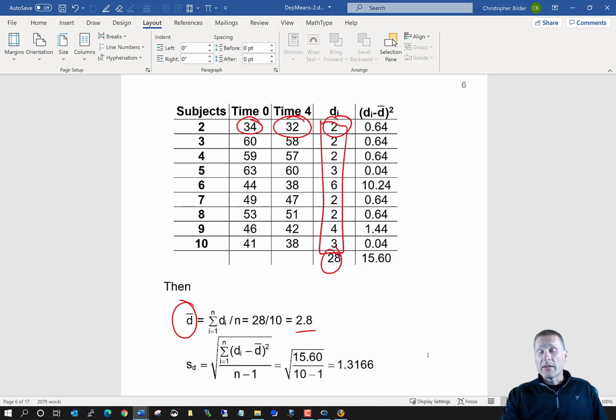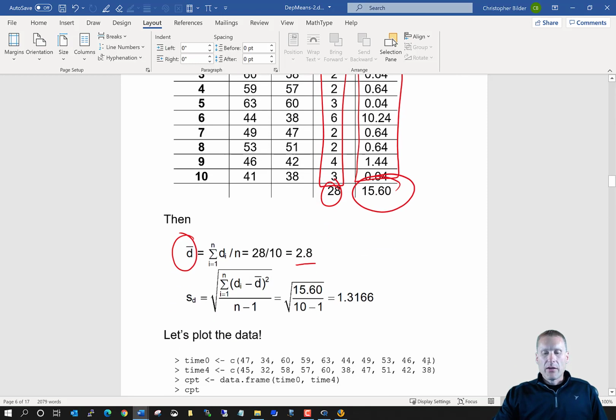You could also find the sample standard deviation. So what we could do is take the d value, subtract off the mean of 2.8, and square it. So for person number 1, it would be 0.64. Do that for every single individual, add it up, and get 15.6. So then the standard deviation ends up being 1.32.